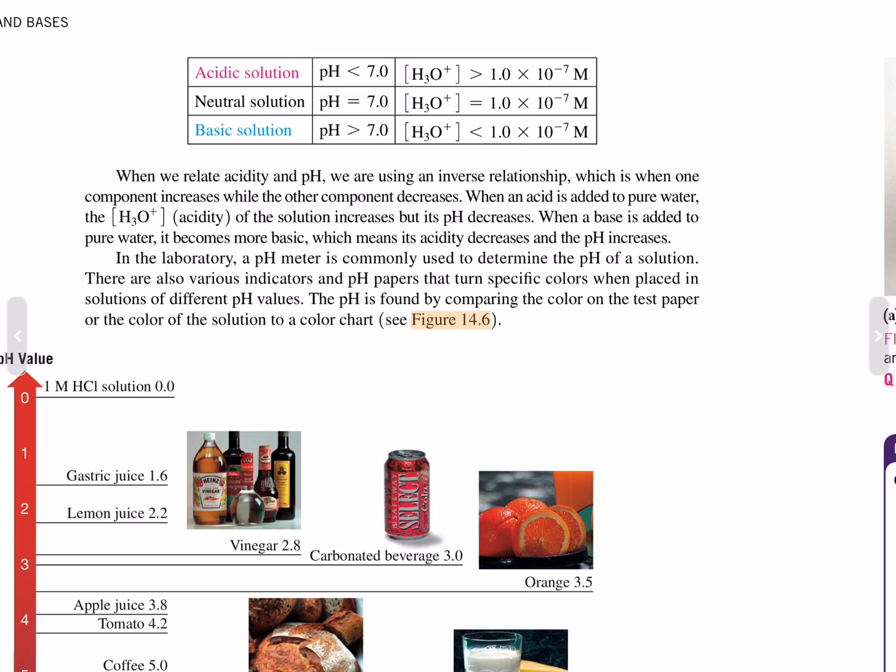There are also various indicators in pH papers that turn specific colors when placed in solutions of different pH values. The pH is found by comparing the color on the test paper to the color of the solution to a color chart.